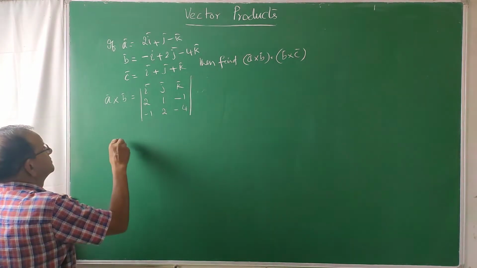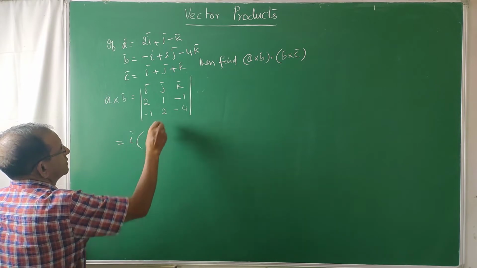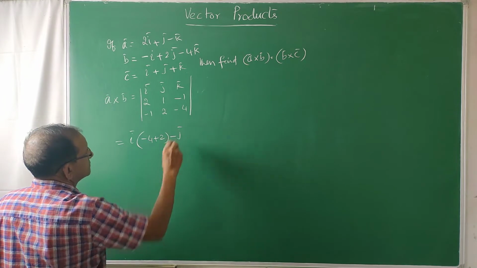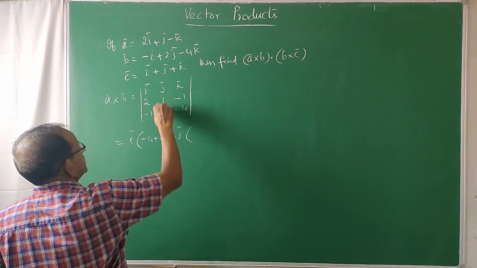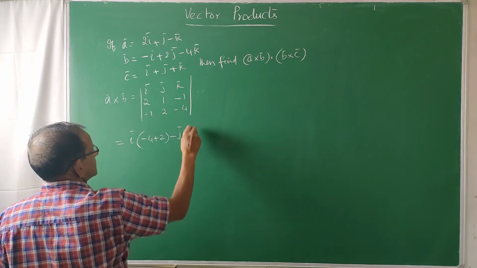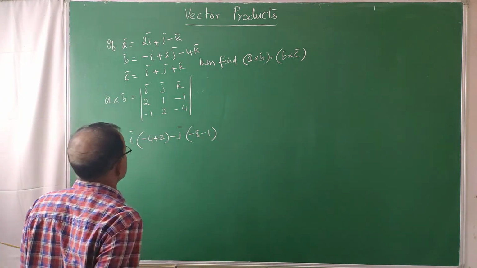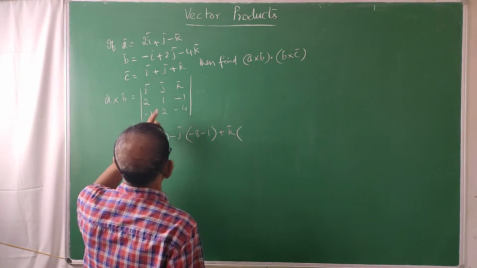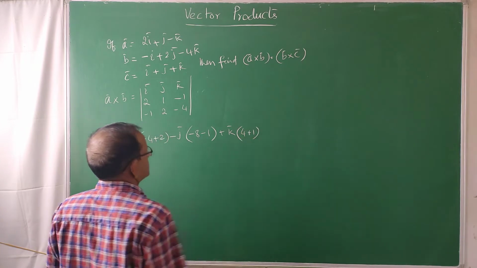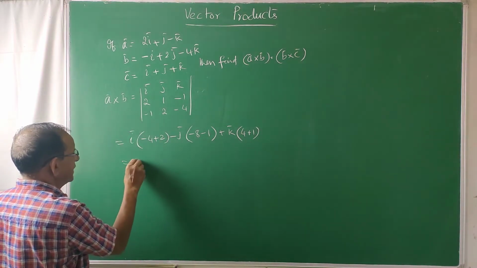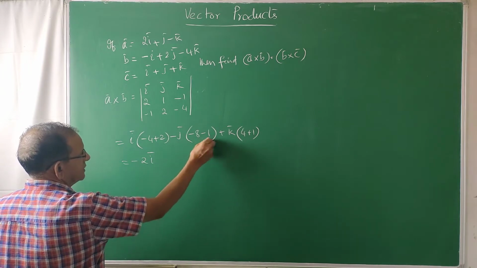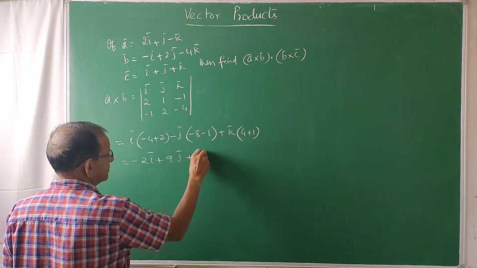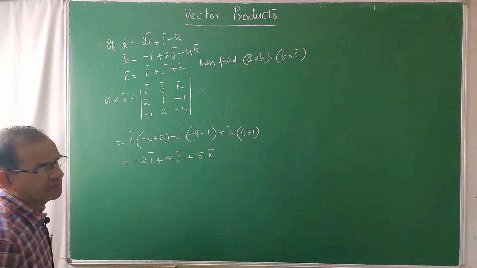Now expand it. I bar into minus 4 plus 2, minus J bar into, delete the middle column, first row, minus 8 minus 1, and K bar into 4 minus minus 1, 4 plus 1. Now that is minus 2 I bar, minus 9 into minus, plus 9 J bar plus 5 K bar. So this is A bar cross B bar.